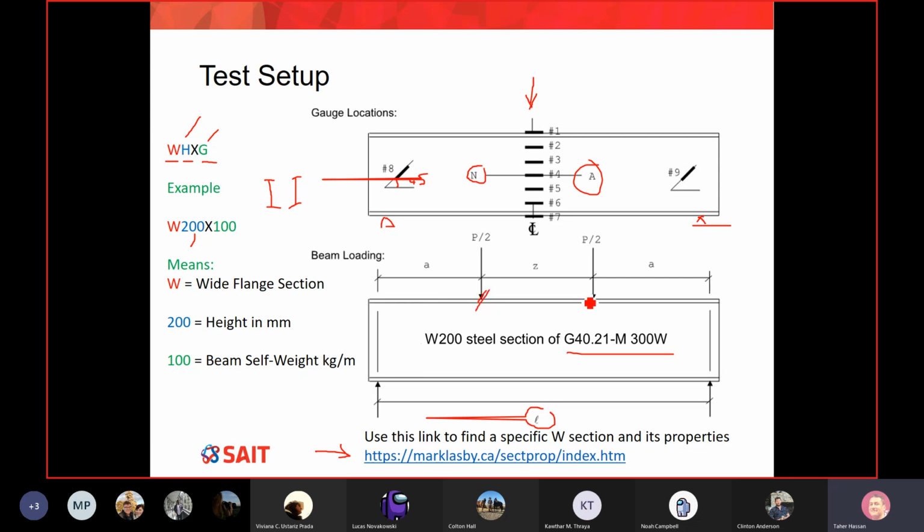So one point is here, another point is here. And I will explain for you later on why we load the beam in 2 points. You can see we have a distance called A, which is how far the load is from the left support, and the distance in the middle called Z. It's kind of symmetric, so we have A from each side, and we have Z in the middle.